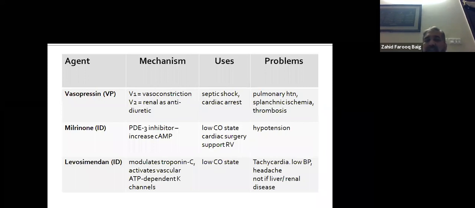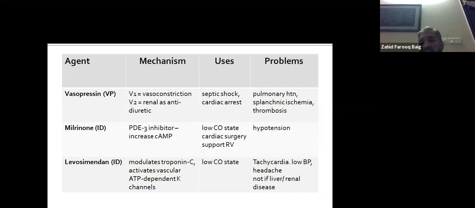Levosimendan basically modulates troponin C, as a result of which again calcium is increased in the cardiac muscle and that leads to increased contraction. It also activates the vascular ATP-dependent potassium channel, leading to vasodilatation. So similar to dobutamine, it is used in low cardiac output states and it can cause tachycardia, low blood pressure, headache, and cannot be used in liver and renal diseases.